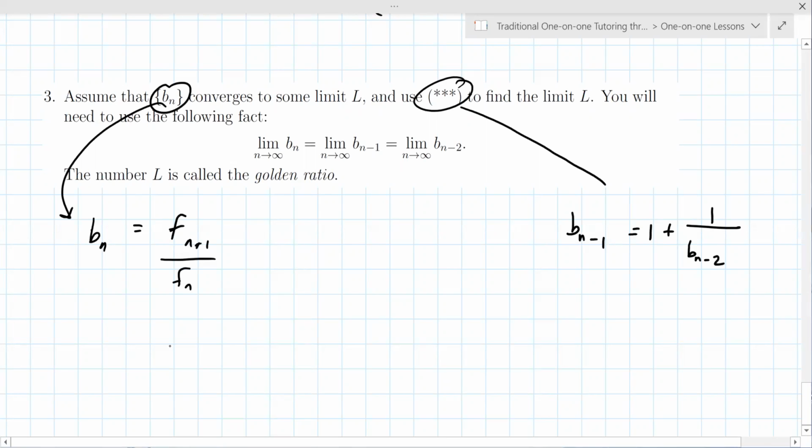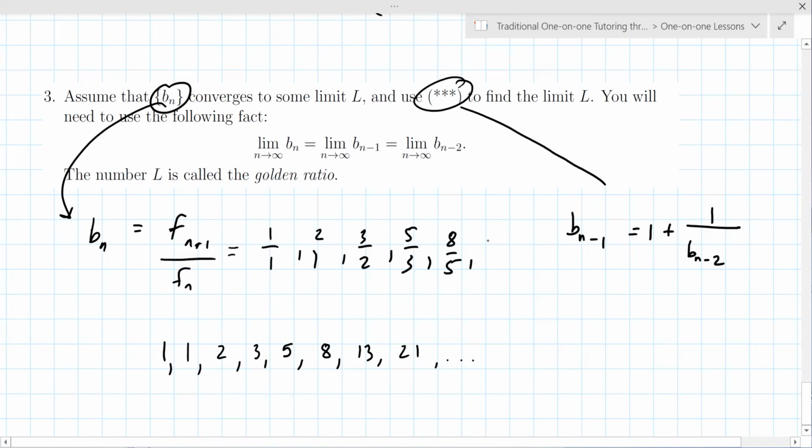So the Fibonacci sequence, maybe we just start out here: 1, 1, 2, 3, 5, 8, 13, 21, and so on. This goes on forever. So this Bn is the ratio between numbers. The first one is 1 over 1, then 2 over 1, then 3 over 2, then 5 over 3, then 8 over 5, 13 over 8, 21 over 13, and so on. And they're saying that this converges to a known value.